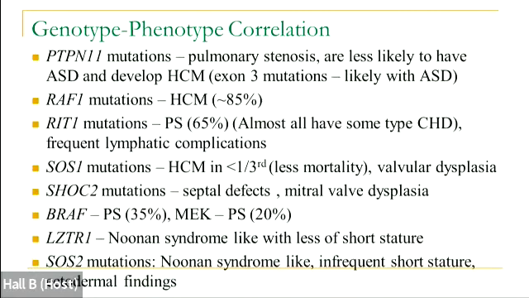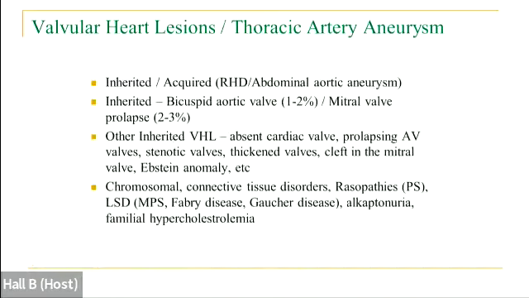Genotype-phenotype correlation includes PTPN11 mutations most likely to have pulmonary stenosis, and they can develop hypertrophic cardiomyopathy, age dependent. So they need to be followed up once the pulmonary stenosis is corrected. RAF1 mutations are most likely to have hypertrophic cardiomyopathy. SOS1 mutations are most likely to have valvular dysplasia, and SOS2 mutations most likely to have ectodermal findings.